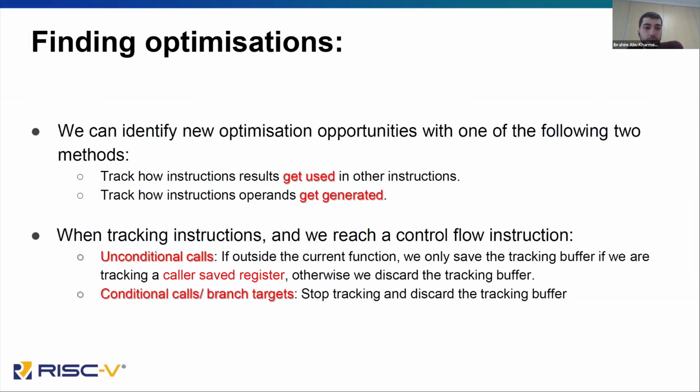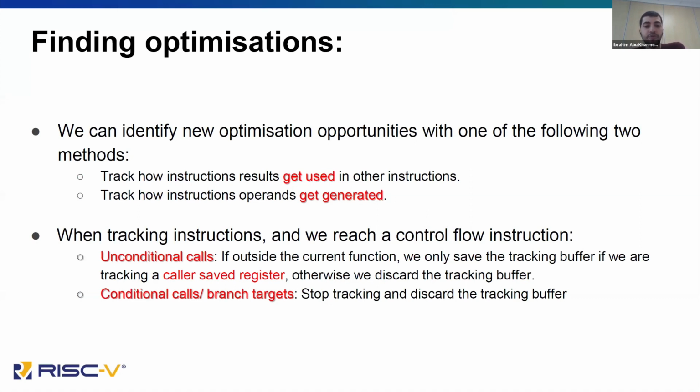So for example, we can track how destination registers or destination operands get used in other instructions, and use that chain to figure out a fused instruction that's very common and can be proposed. Or we can track the other way around, how sources are generated and try to combine them.